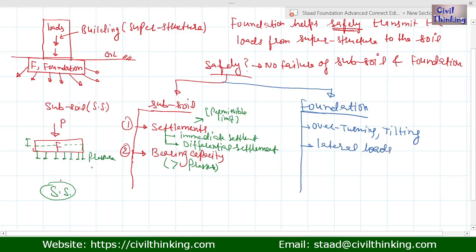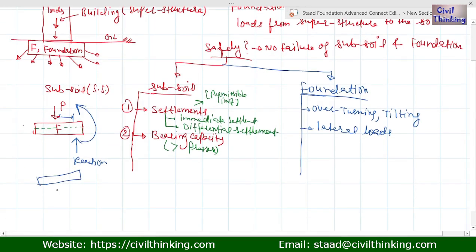Now, what is overturning? We have a load on the foundation because of the superstructure, right? And there will be a reaction from the subsoil. Now if there is eccentricity, you can see there is some eccentricity. Because of the eccentricity, a moment will be generated, right? This moment will try to tilt, and if it is too much, it can even cause overturning.